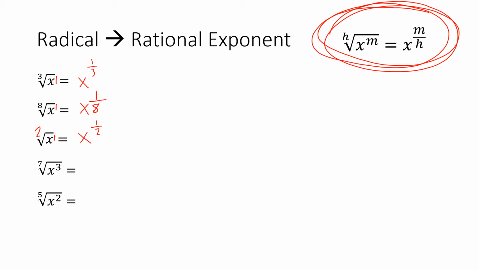The last two are actually easier. We are switching this to an exponent. Remember, the man rides the horse, so that would be x to the 3/7 power. And last, the man rides the horse, so that would be x to the 2/5 power.